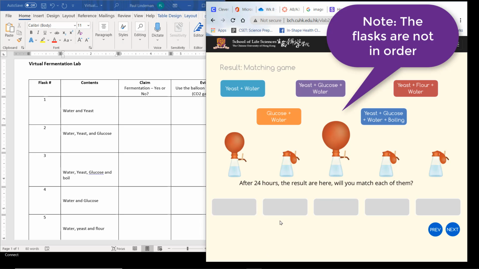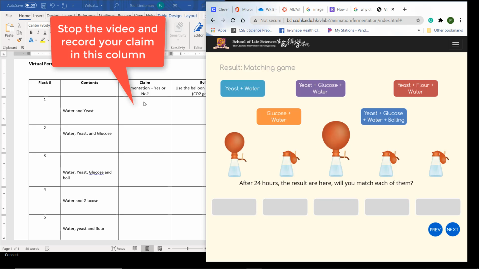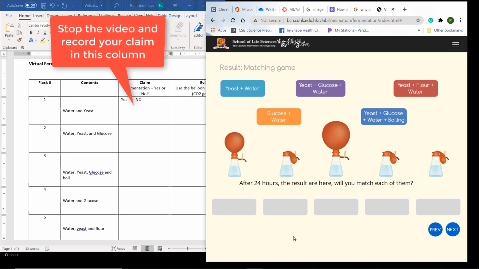So we're going to go ahead and see which one's right and which one isn't right. What you can do right now is write your claim right here on if fermentation took place or not. If it took place, it means that there's gas in the balloon. So you're going to write here yes or no, did it take place? Do you think water and yeast fermented? Do you think it gave off a gas? You'll write either yes, or if you think it's the other way around, you'll write no. So take a second, fill these in, and then we'll start the video, and we're going to see what the results were.